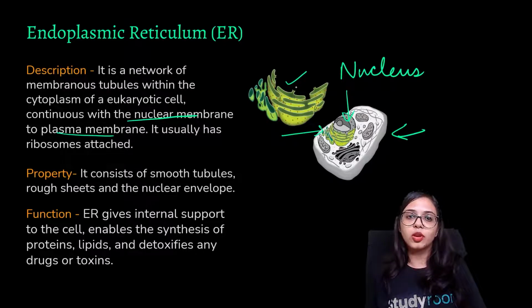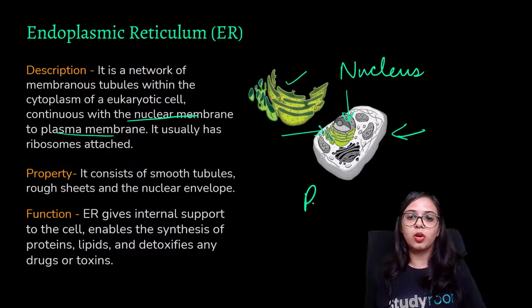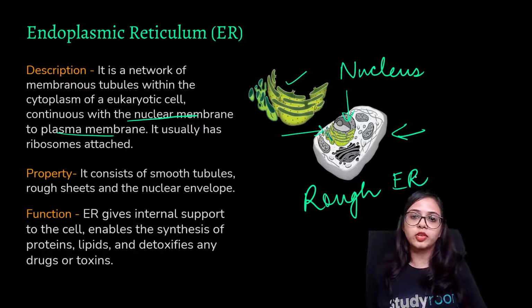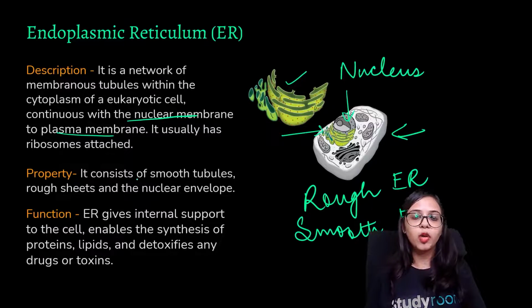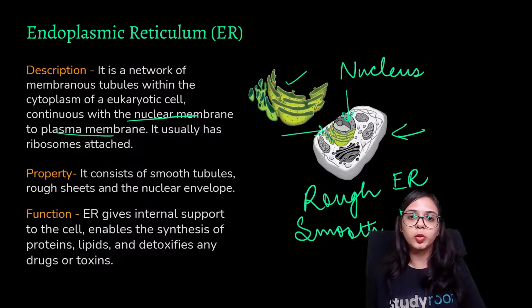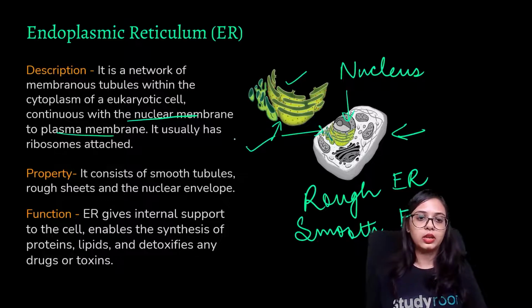So all those endoplasmic reticulum that have ribosomes attached are called rough endoplasmic reticulum, and all those endoplasmic reticulum which do not have ribosomes attached are called smooth endoplasmic reticulum. What are ribosomes? We will be learning about them later, don't worry. Property: it consists of smooth tubular structures like this over here, and the nuclear envelope.